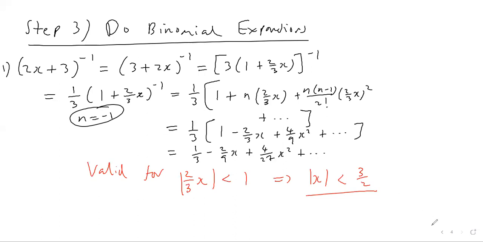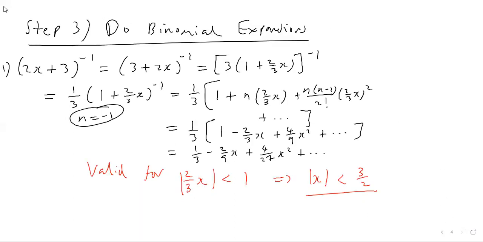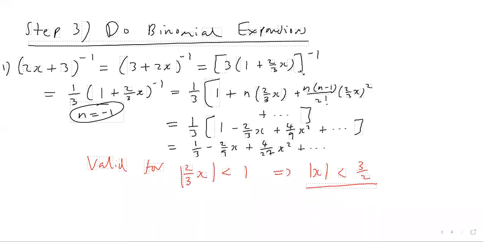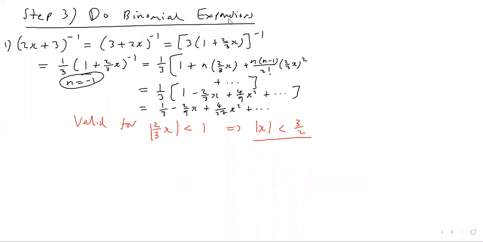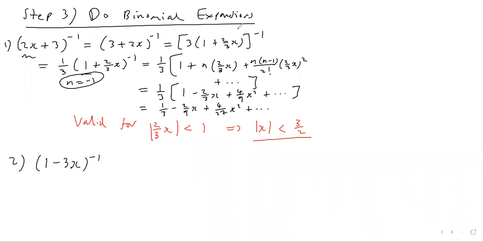Now let's look at our second expansion, 1 minus 3x to the power of minus 1. When is this expansion going to be valid? Now we've already got the 1 there, so we don't need to worry about factoring out like we did with the 3 in the first one. We can just go straight to the formula.